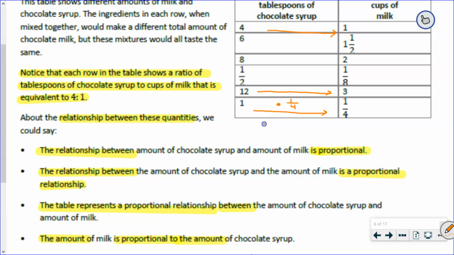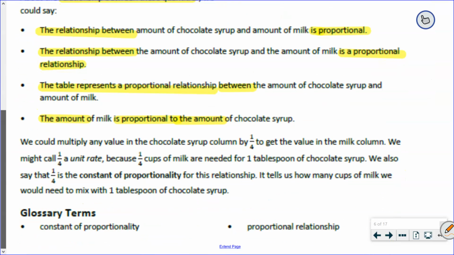Could you also see it as dividing by 4? Yes, but we always want to focus on that multiplication. So everywhere on that table, I would go across the table by multiplying by 1/4. So we can multiply any value in the chocolate syrup column by 1/4 to get the value in the milk column. We might also call, and I'm going to switch over to red because that's the color I did the unit rate before, 1/4 a unit rate because 1/4 cups of milk are needed for 1 tablespoon of chocolate syrup.